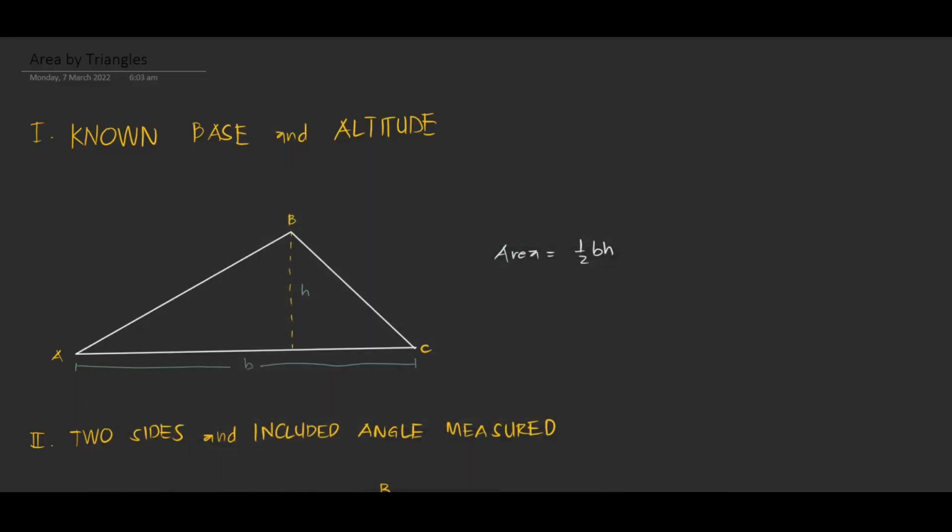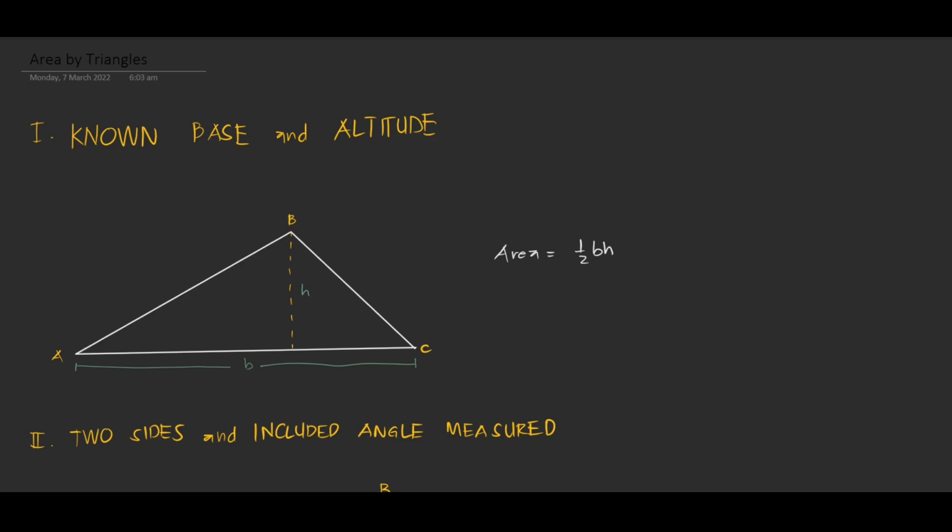Good morning, everyone. As promised, we will have some supplementary lectures on lot area computation. So let's start out with area by triangles. Now, there are different methods depending on the given values or the measured values in the field. So the first case is the known base and altitude.